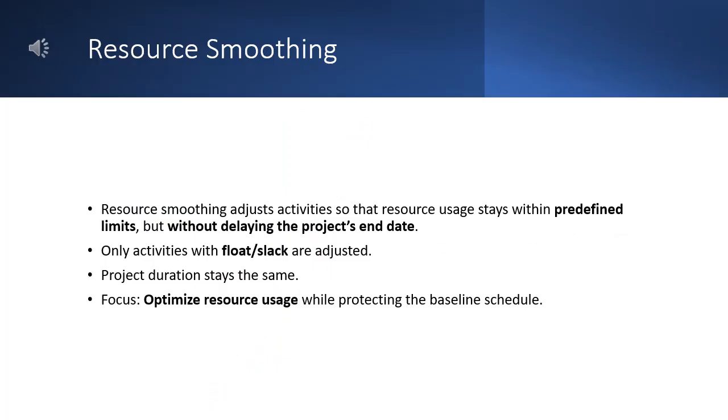Resource smoothing adjusts activities so that resource usage stays within predefined limits, but without delaying the project's end date. Only activities with float or slack are adjusted. Project duration stays the same. Focus: optimize resource usage while protecting the baseline schedule.